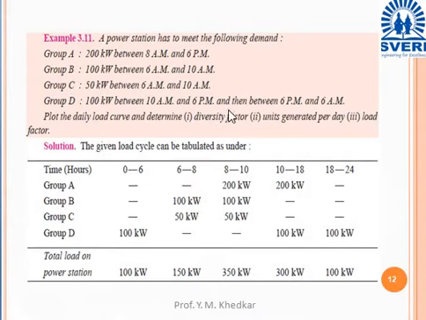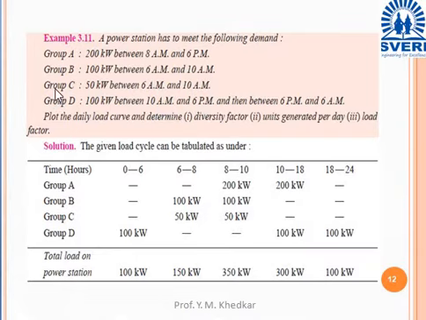pm, and then between 6 pm and 6 am. Plot the daily load curve and determine diversity factor, units generated per day, and load factor. So first of all, all this given information we will have to put in a tabulated form to draw the load curve. As all 4 groups are different and different load is acting at different time spans, but we can observe some time span is the same or common in all 4.